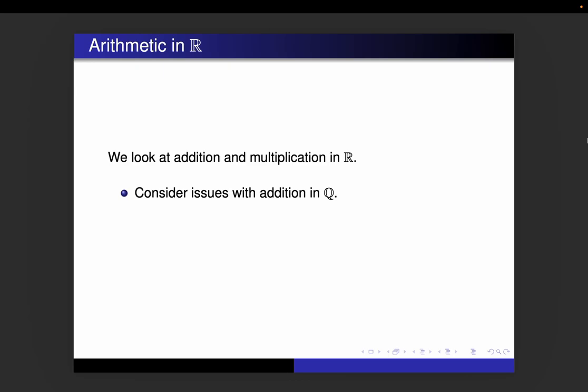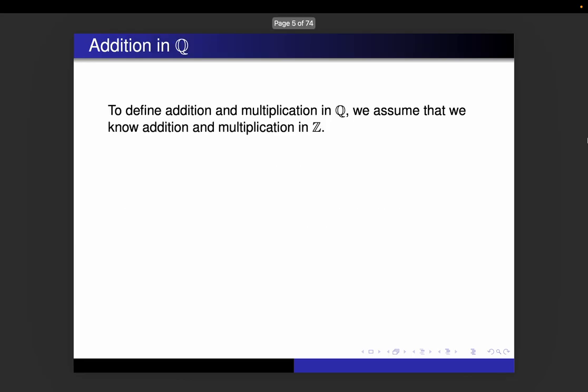So first we're going to look back at some issues that we had with the rational numbers. You may not have worried about those issues, but they are issues that we had to worry about back then. Then we're going to use those experiences to see how they can help us add two numbers in the real numbers. So to define addition and multiplication in the rational numbers, first of all, we assumed that we already had addition and multiplication in the integers.